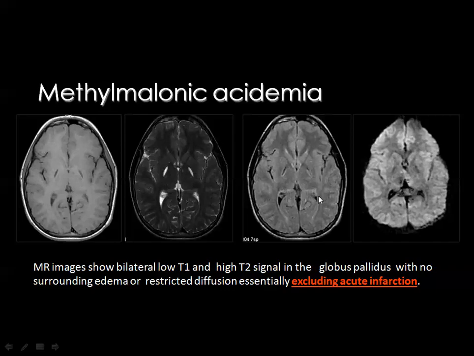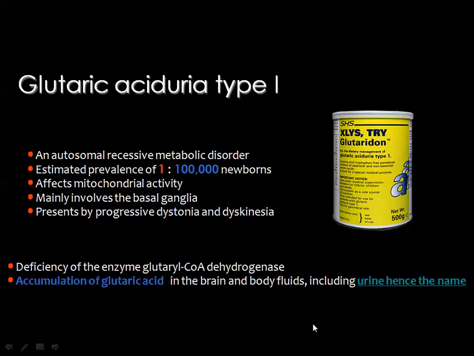If you look here, and this is T1, low signal intensity in the globus pallidus, T2, high signal intensity, and the FLAIR images is mixed low and high signal intensity, and there is no diffusion restriction. This will exclude, of course, the possibility of an infarction. The absence of diffusion restriction will exclude the possibility of acute infarction.